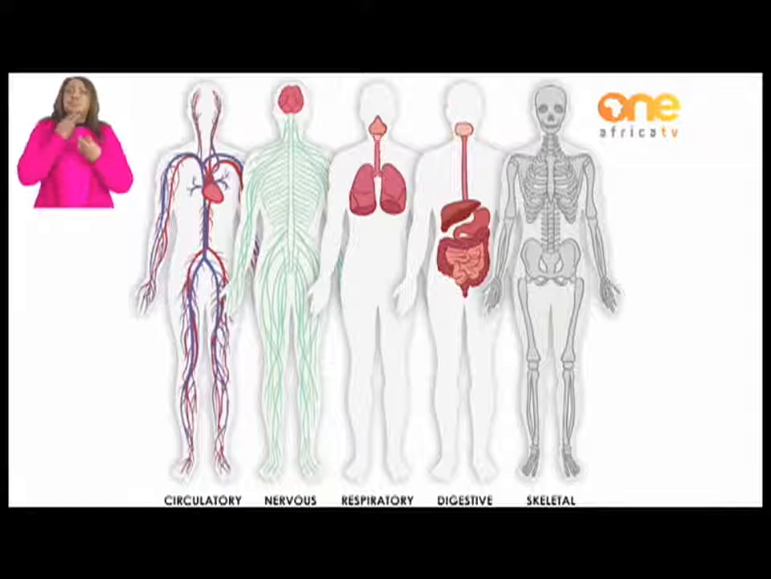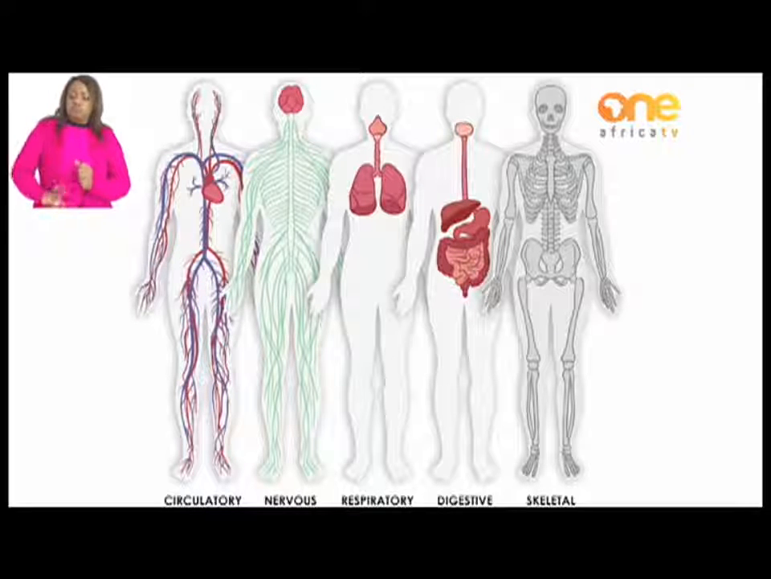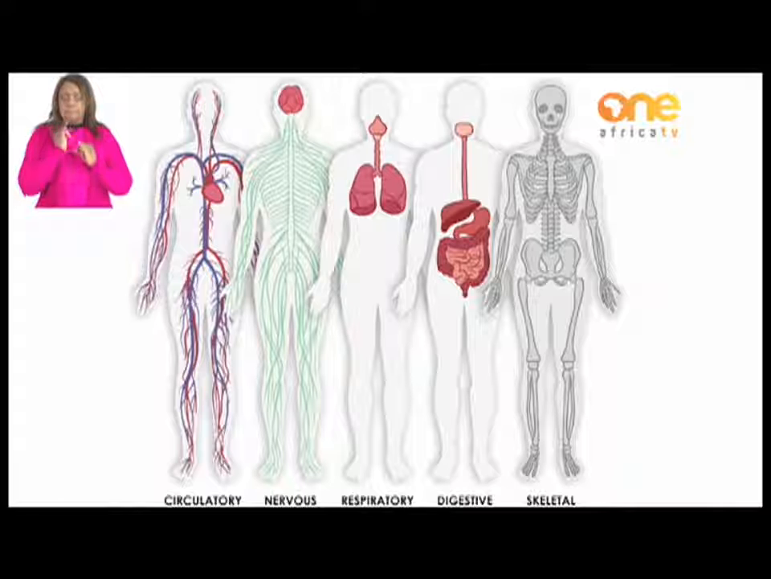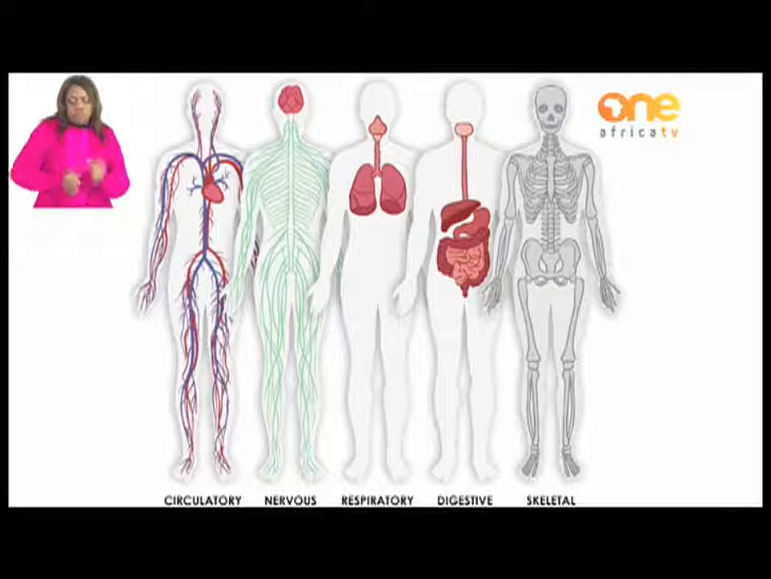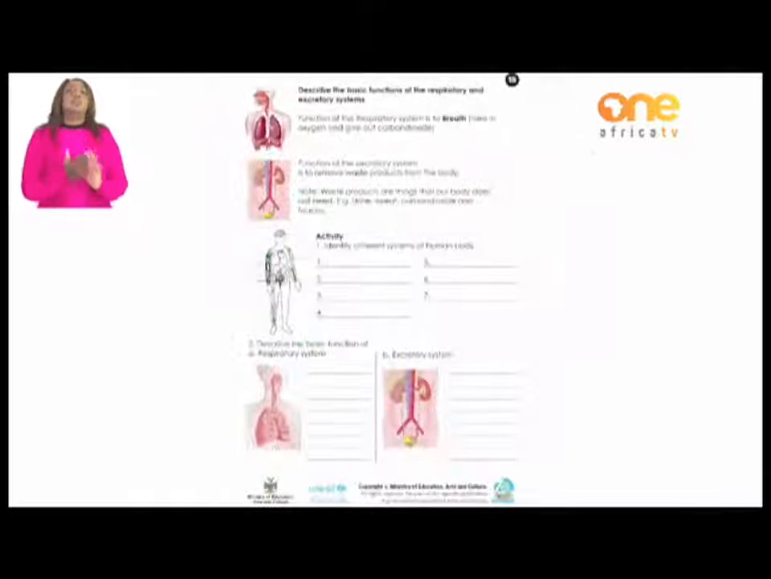The last system is the skeletal system or a skeleton system. It is made up of bones which helps you to move, run, and support the body. Let's turn to page 15. The second competency says that you have to describe the basic function of the respiratory and excretory system.